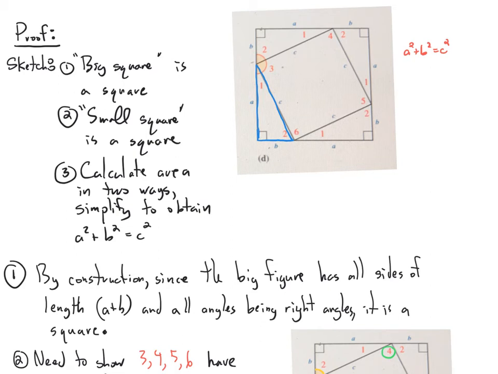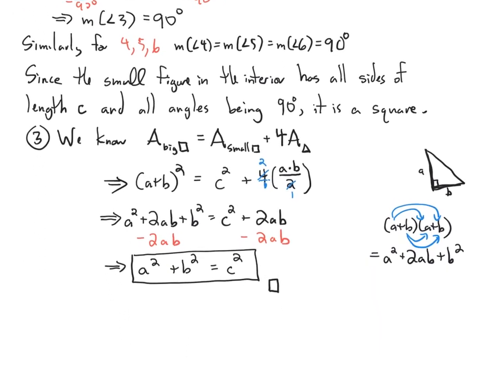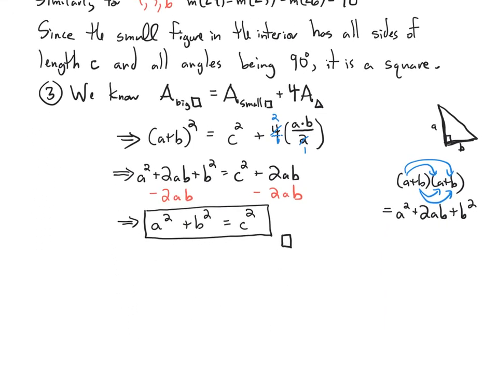Now that we know that those figures are indeed squares, we just calculate the area in two different ways: the area of the square entirely, and then the area of the pieces we broke it up into, so the 4 triangles and the 1 smaller square. And we scroll down. We just write everything down and algebraically simplify. Area of the big square is a plus b squared. Area of the small square is c squared. Area of the triangle is a times b over 2, and we have 4 of them, so it's 4 times that.